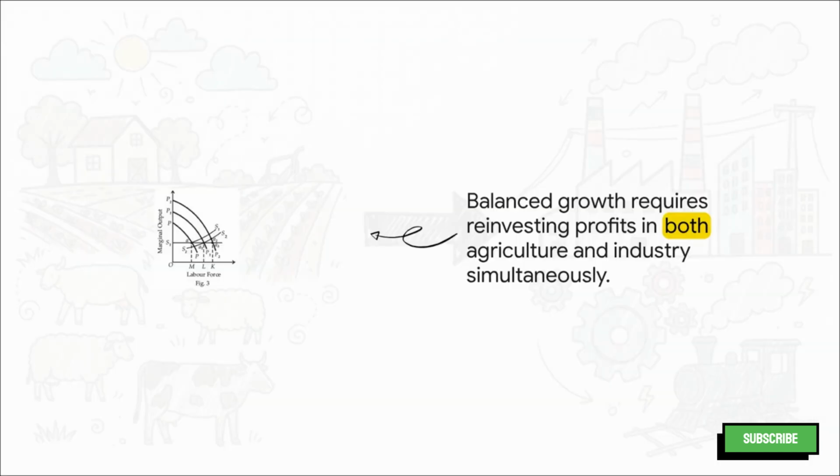This slide highlights something incredibly important. For healthy development, you need balanced growth. This means some of the profits from the factories have to be reinvested back into agriculture to boost productivity there. The rest goes back into industry to create even more jobs. Both sectors have to grow together, hand in hand.